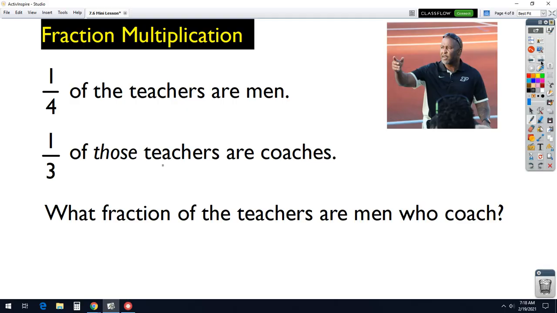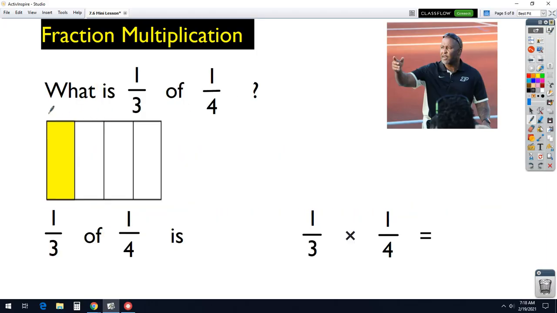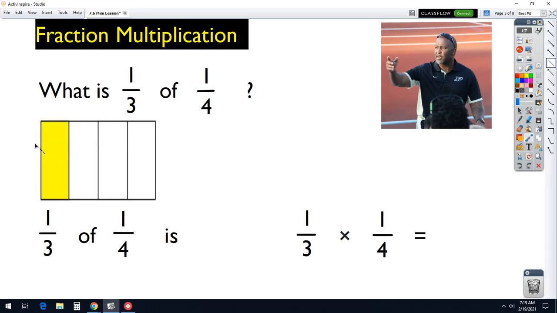In this situation, 1/4 of the teachers are men, and 1/3 of that small group, 1/3 of the fourth, are coaches. So what fraction of the teachers are men who coach? Again, we're going to look at that visually. If this whole big rectangle represents all the teachers, well, the 1/4 is the men, but they don't all coach. Only some of them do.